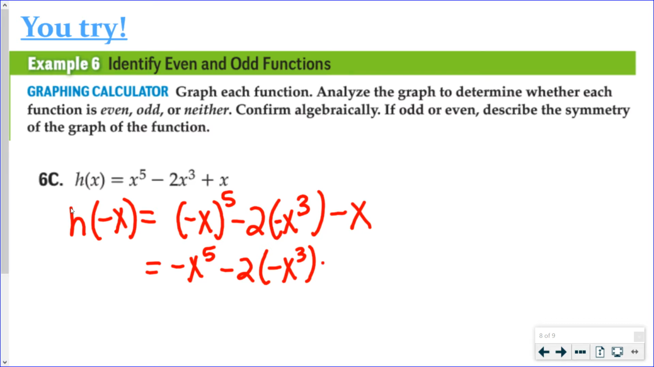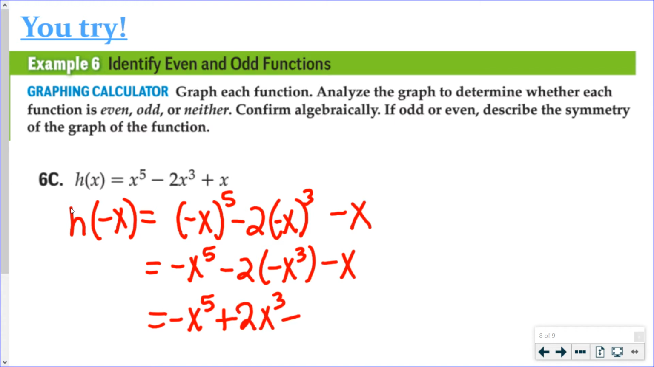And then I have minus negative x. But what happens when I multiply the negative 2 times that negative x cubed? I made a mistake in writing this earlier; this is what I should have written, negative x cubed. When we evaluate that, it's negative x times negative x times negative x, and that's negative x cubed. Now when we get down to this part, I've got negative 2 times negative x cubed. So this is negative x to the 5th plus 2x cubed plus x. So this is what it spit out.